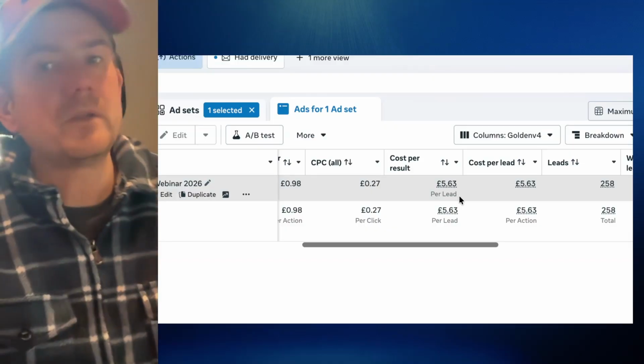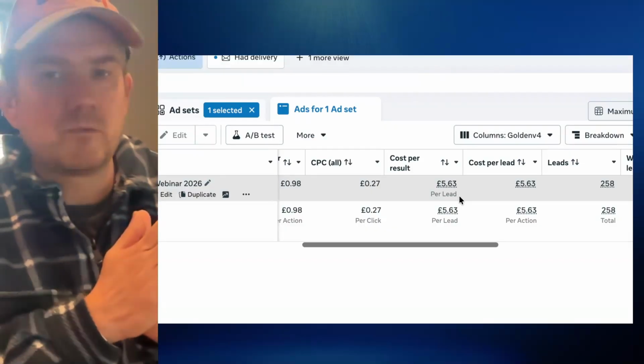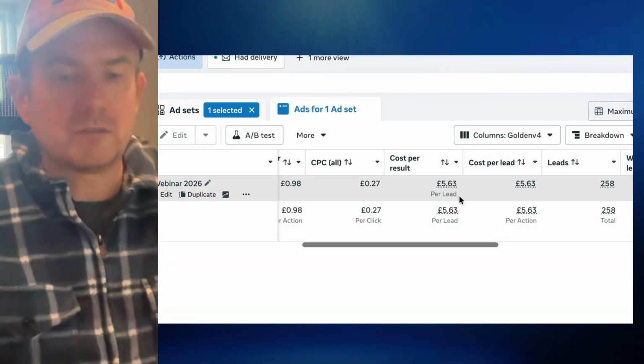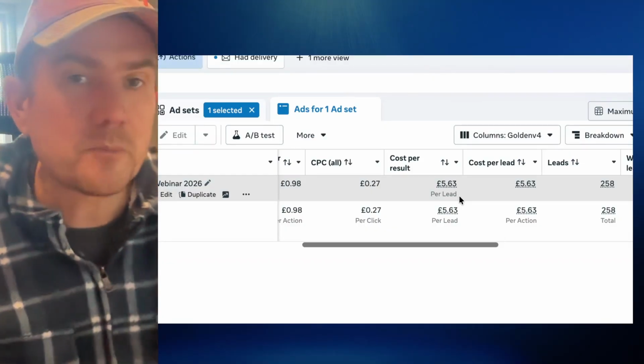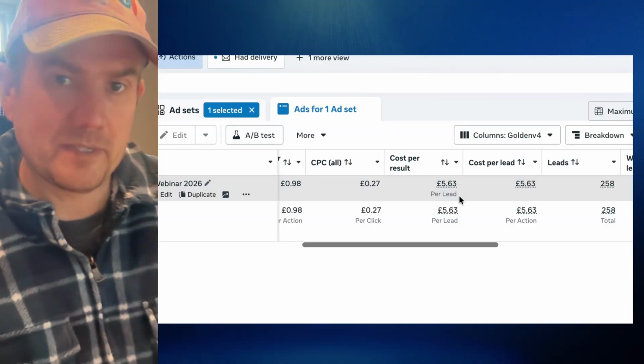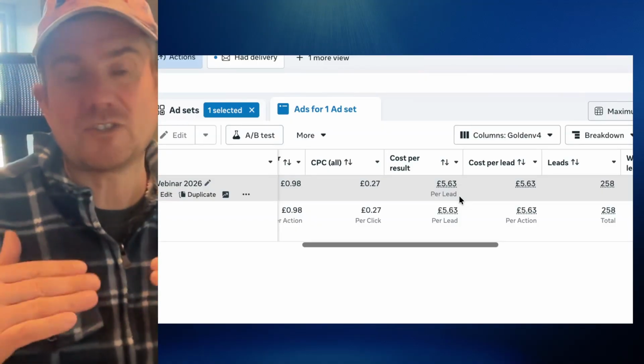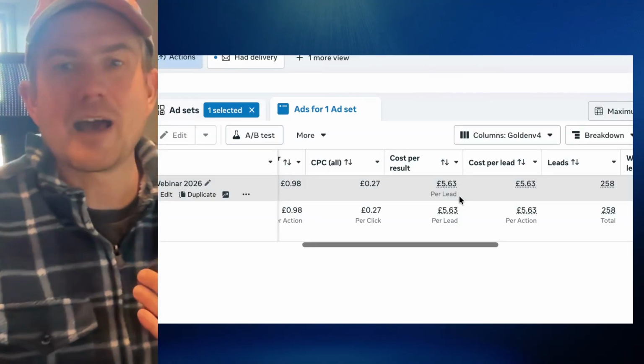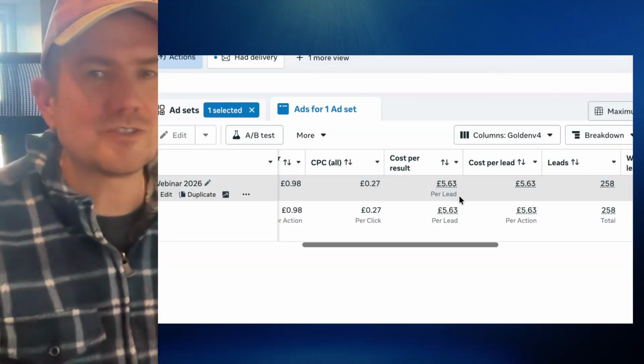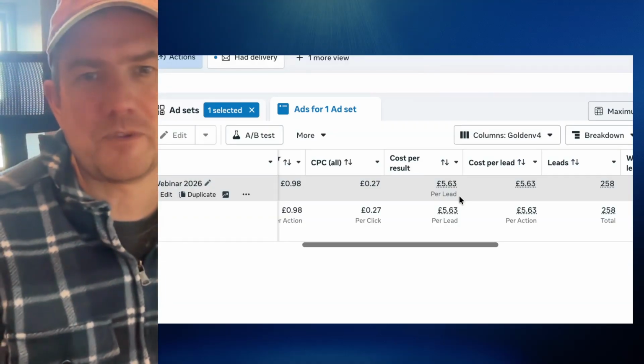This is over like a month period. So it's not just one webinar. There were like 2 or 3 of them. So they register onto the webinar, but 30% of them actually attend the webinar. Okay. So the cost per lead is actually higher than that. It's probably, do the math, like $25 for the people to attend.